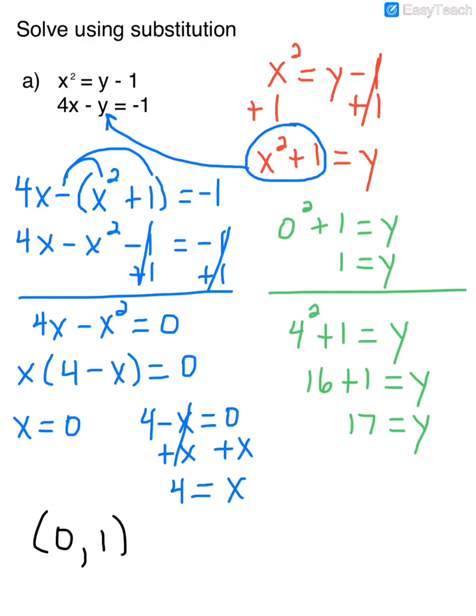Okay, so my other solution, I plugged in 4 for x, and I got out 17 for y. So (0, 1) and (4, 17) are the two solutions to my system, or the 2 points where these graphs cross. If you'll notice, that first graph would be the graph of a parabola because I have only my x squared. And my second graph would be a line, so this is just a parabola and a line, and it's got 2 solutions because it's crossing in 2 different points.